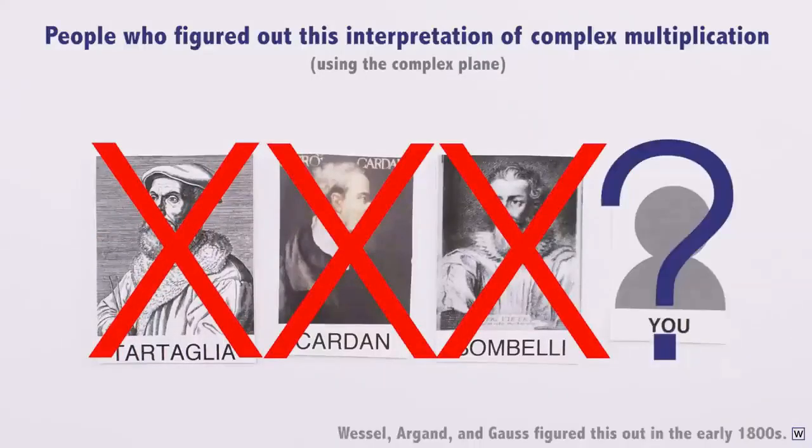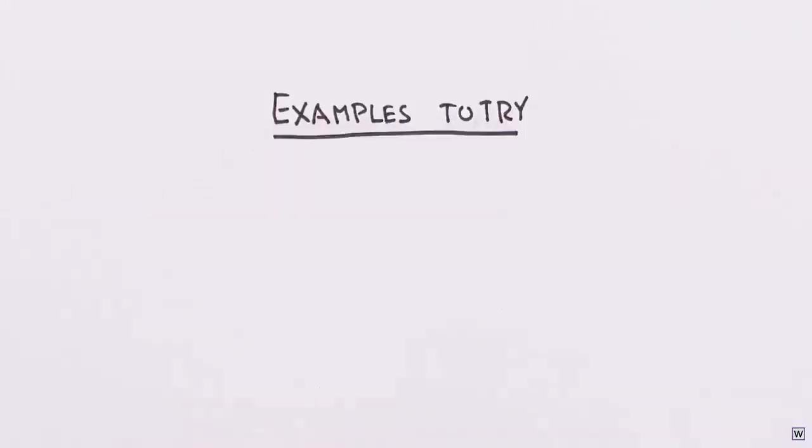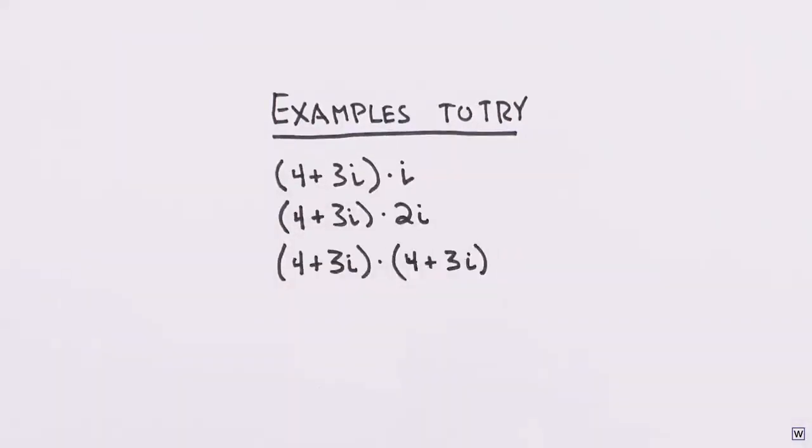Next time, we'll uncover this interpretation of complex multiplication using the complex plane, and we're going to do it with 4 examples: 4 plus 3i times i, 4 plus 3i times 2i, 4 plus 3i times itself, and finally 2 plus i times 1 plus 2i. Through considering each of these problems on the complex plane and looking at the patterns that naturally emerge, we'll arrive at the deeper meaning we're searching for. Do try this at home.